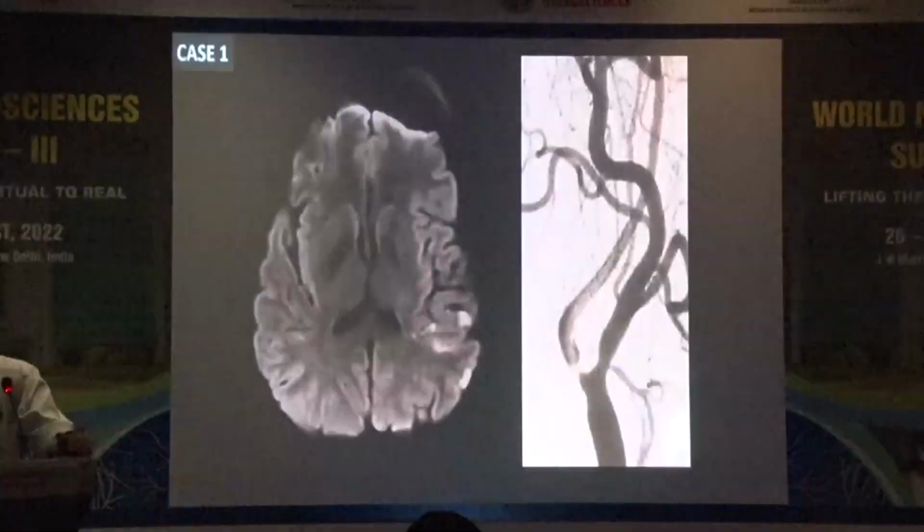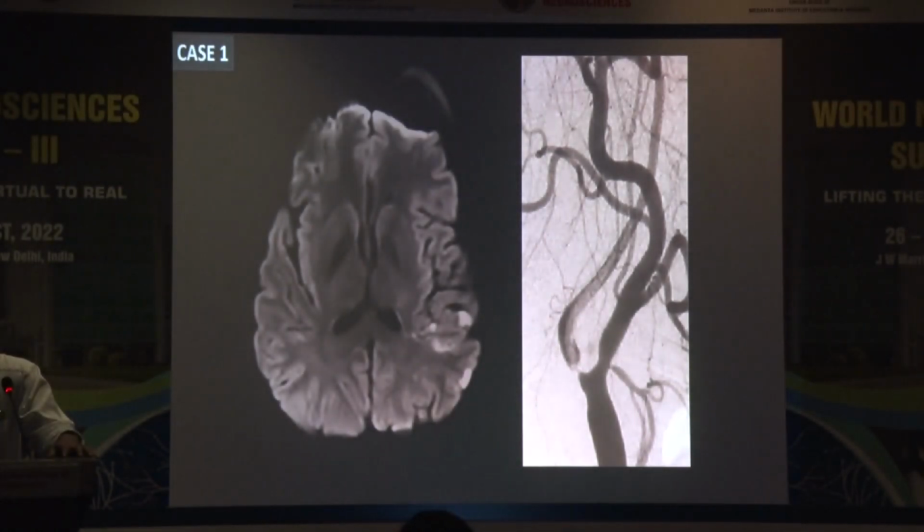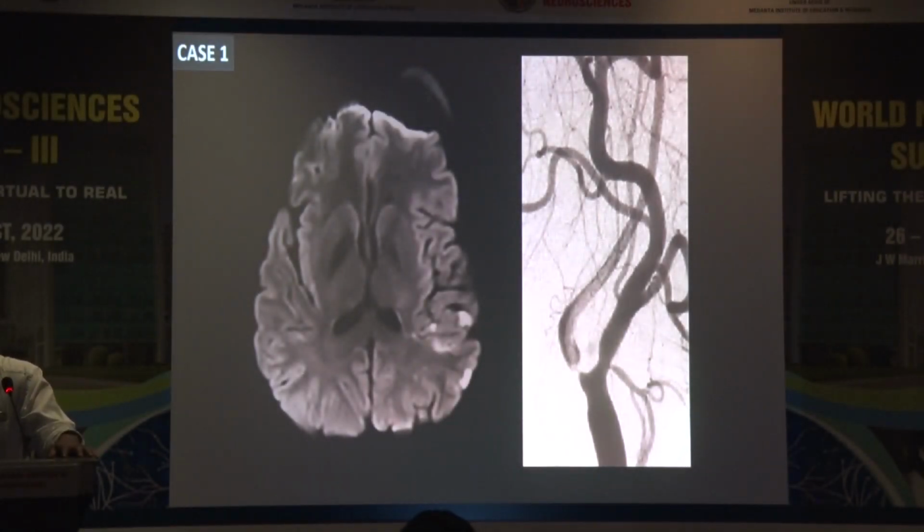Should we stent these patients? Should we send these patients for carotid endarterectomy? Should we start on antiplatelets? Should we start on anticoagulants? Should we start on both antiplatelets and anticoagulants, or do nothing? Single antiplatelet and anticoagulant for how long? For a week. Okay, and then do what?